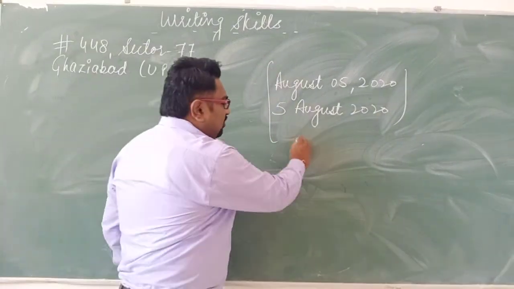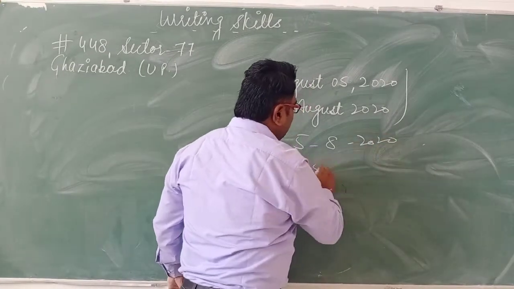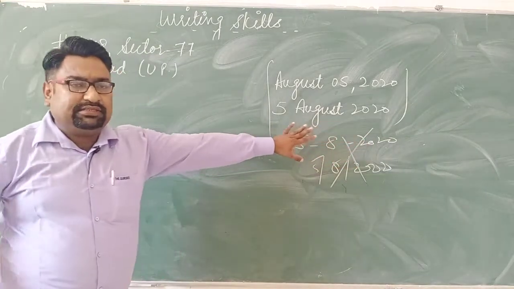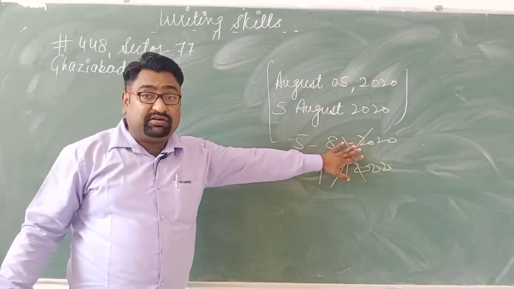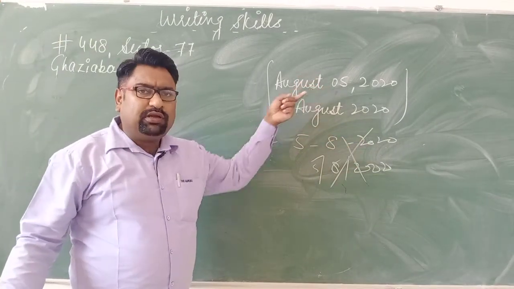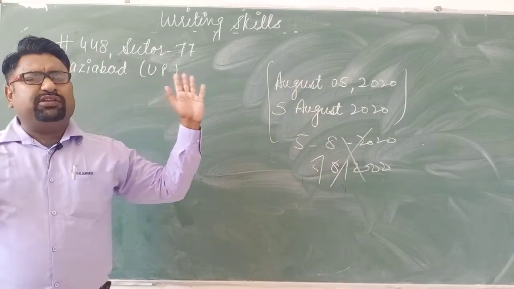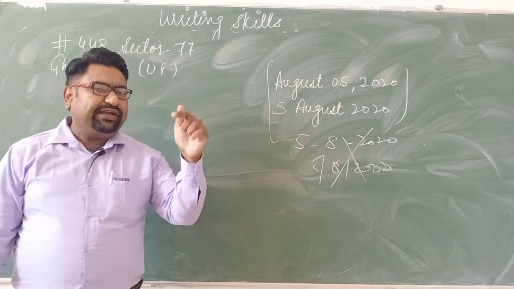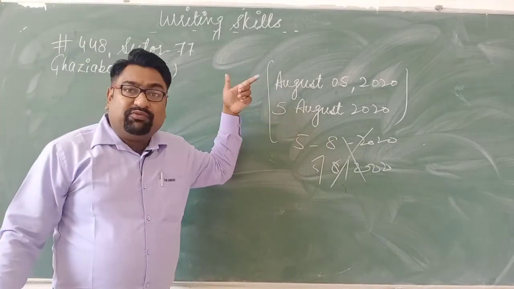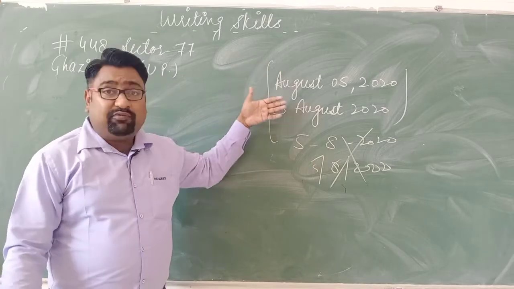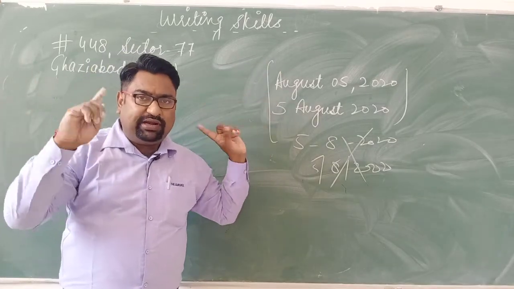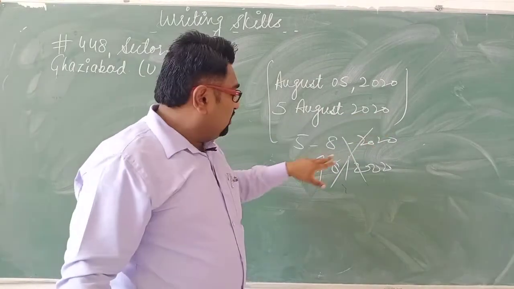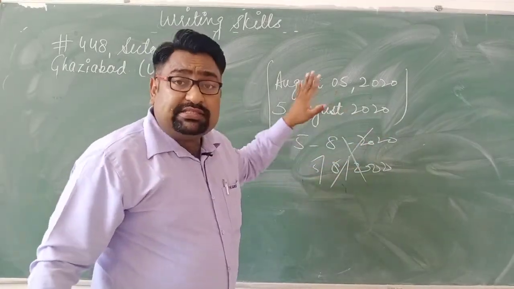Do not write in this way, 5/8/2020. This is not accepted by the CBSE board. You can get your marks cut in the examination. Clear? Either this one or that one. Any of the newspapers, whether it is a local newspaper or a national daily newspaper, if you look, one of these 2 formats will be followed by them, because these 2 are working all around the world. We are just writing the same in a wrong manner. 5/8/2020 is wrong, ridiculous. Clear?